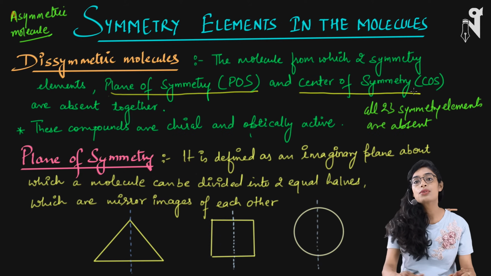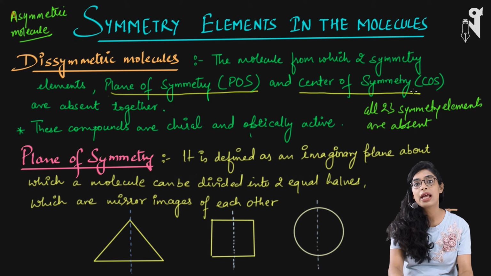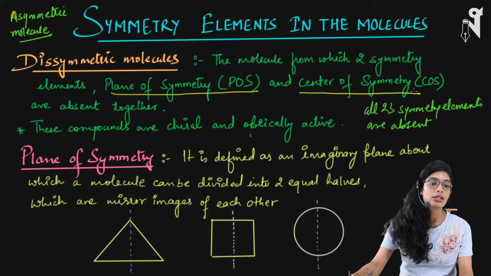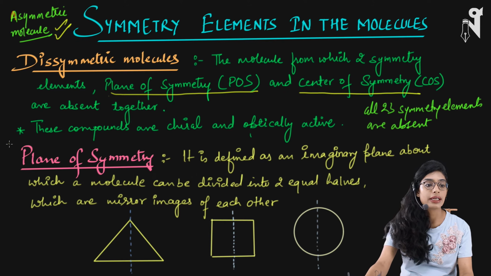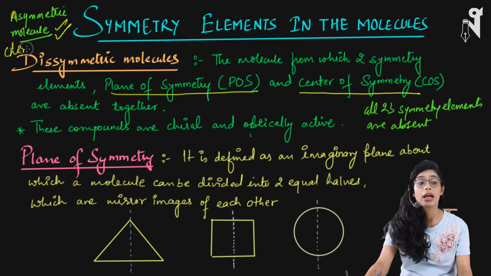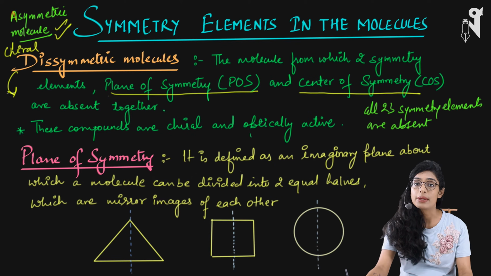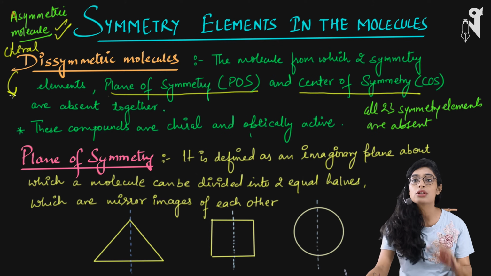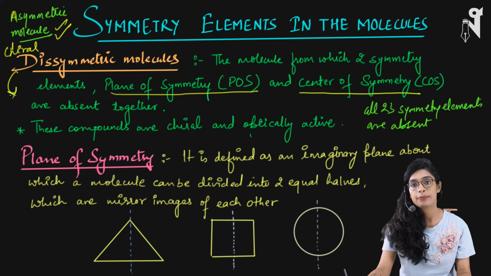We are not going to see all the 23 symmetry elements, because an asymmetric molecule will always be optically active, but the minimum condition required for a compound to be optically active is being a dissymmetric molecule. That means at least it should not have POS and COS. So an asymmetric molecule is an ideal molecule for possessing chirality, but dissymmetric molecules also possess chirality because they don't possess two symmetry elements. One is POS, one is COS, which is an extremely mandatory condition. So these two symmetry elements should be absent for a compound to be chiral.